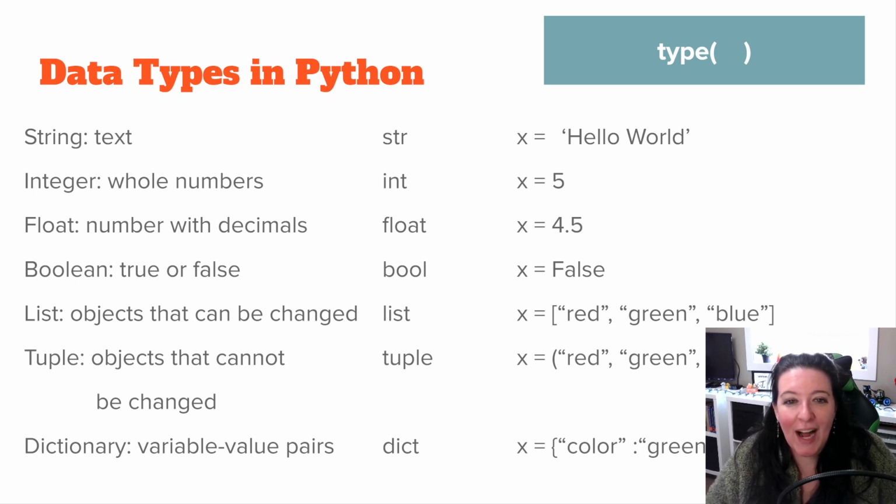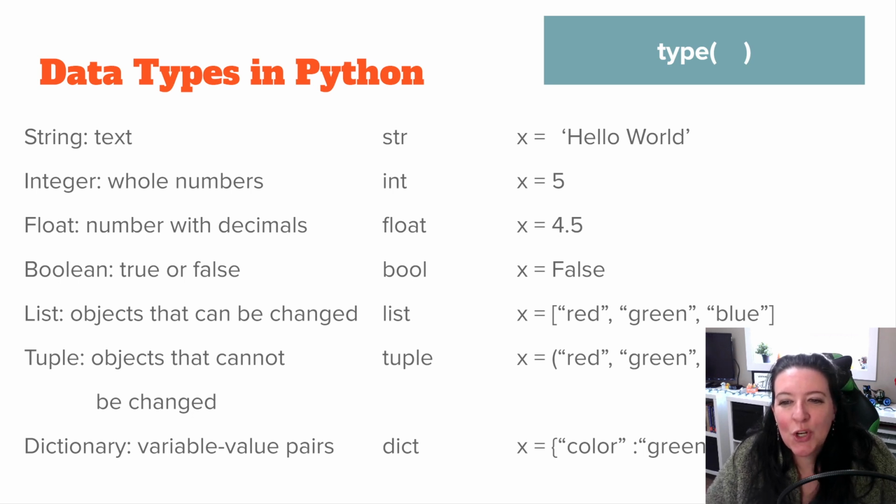If we have the number 5, that's a whole number, and so the data type in Python is integer. If we have numbers that can allow for decimals, so not just whole numbers but any number, then it is what is called a float. If we have information that is true or false, it is called boolean, and BOOL is how it is abbreviated in Python. Then from there, we have lists.